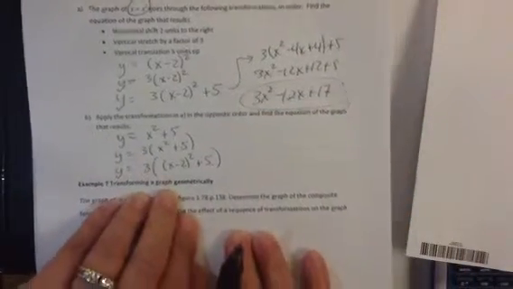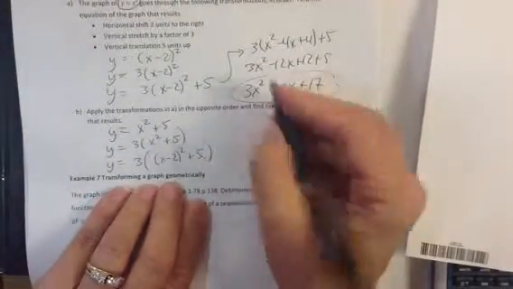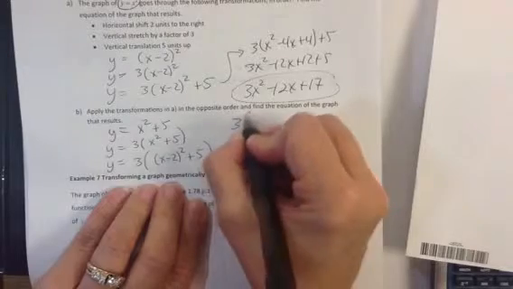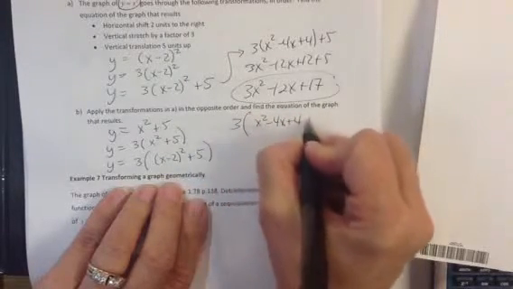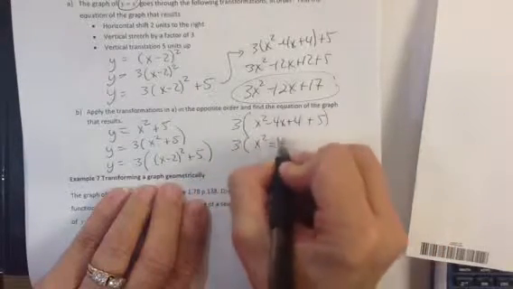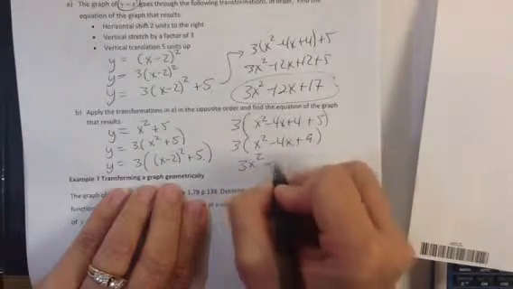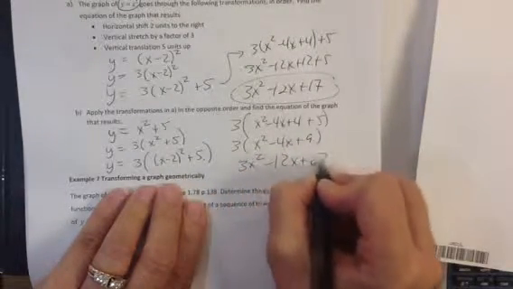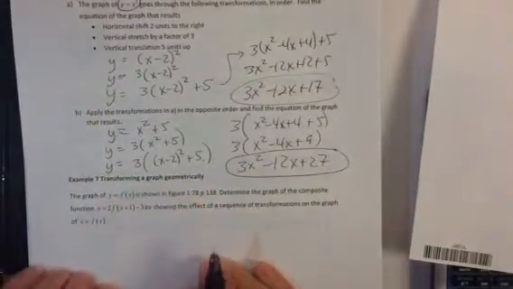Let's see if the same one happens here. So now what I've got is I've got 3, and I'm going to expand this, 4x plus 4 plus 5. Now it's 3x squared minus 4x plus 9. And now I get 3x squared minus 12x plus 27. These are not the same, so the order is important.